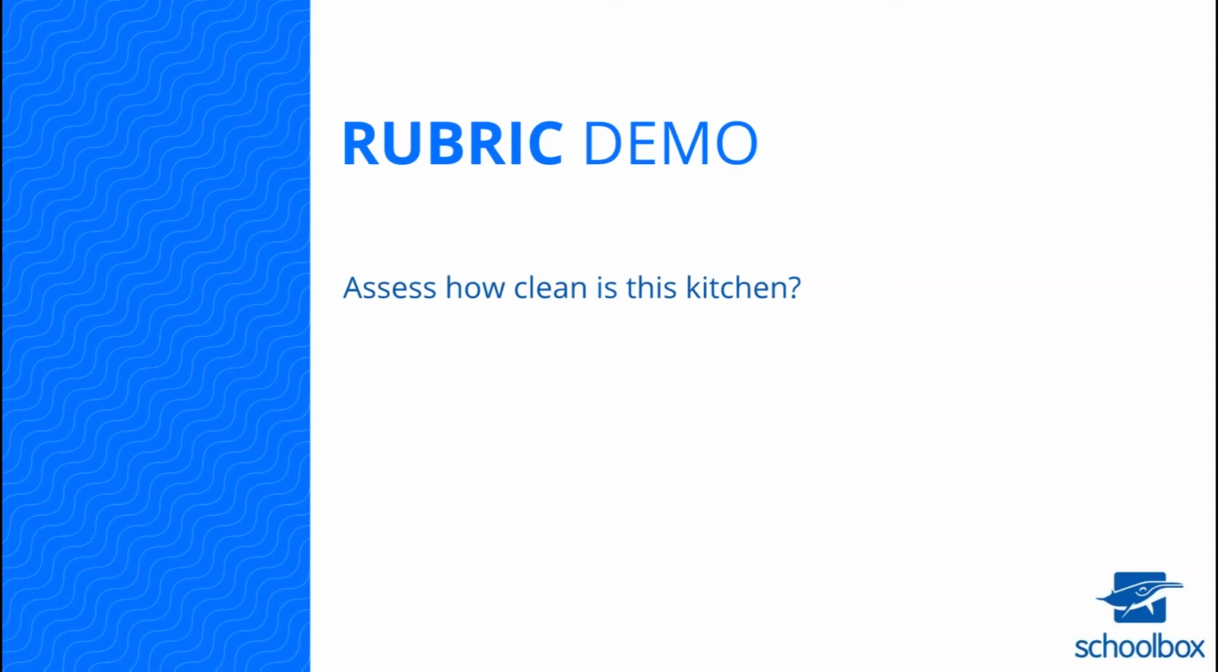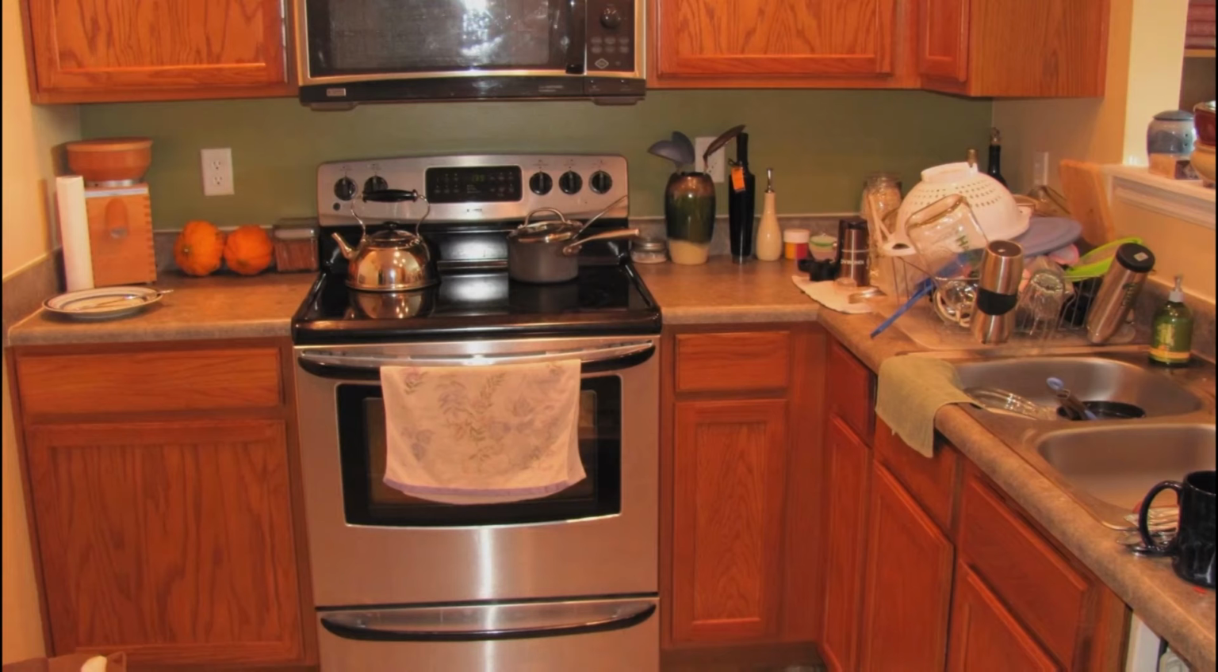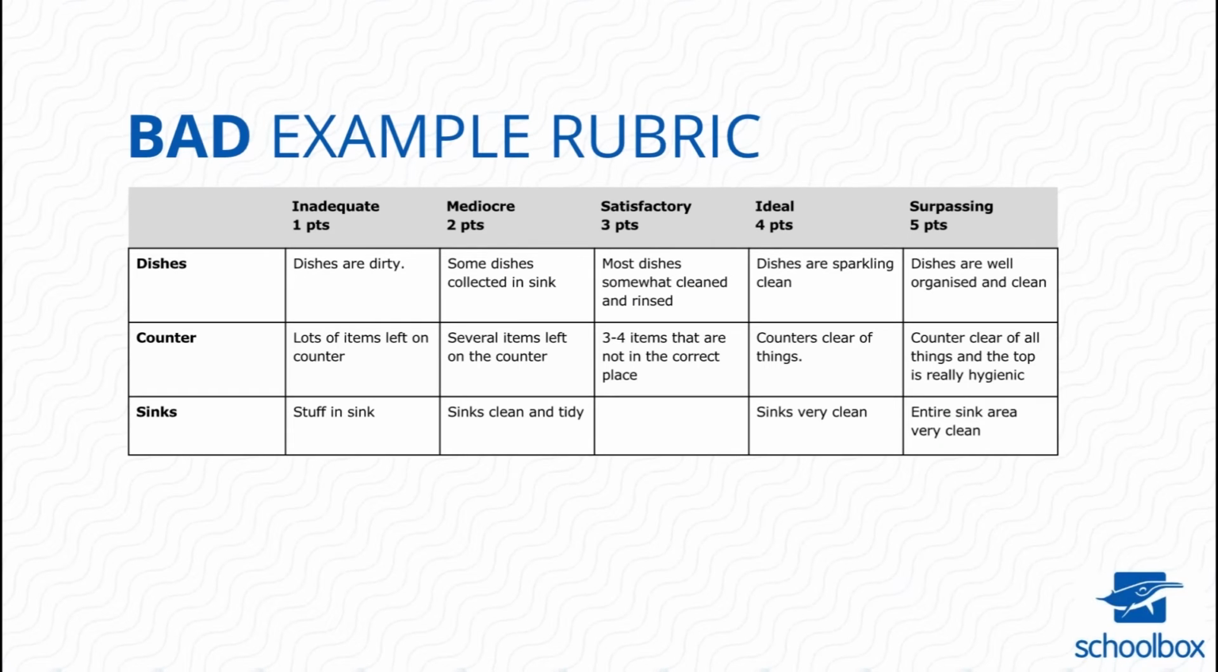So let's do a quick demo, and I'm going to run you through a quick assessment task. And the assessment task that we're doing here is that we're going to assess how clean is my kitchen. It's actually not my kitchen, but we'll go with how clean is my kitchen. So we're looking here at a standard kitchen. It's got a bit of mess on it. It's not entirely clean. It's not perfect, but it's not too bad either. So we're going to have a look at how to write a good rubric to assess the cleanliness of this kitchen.